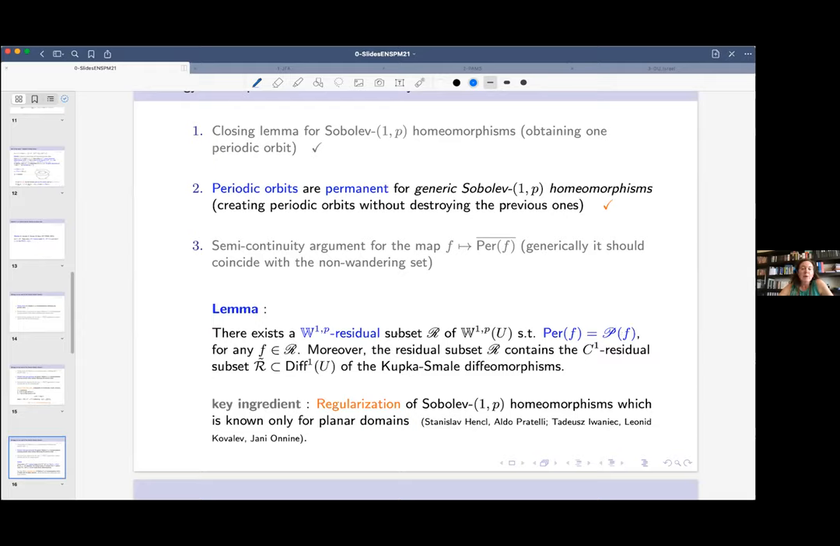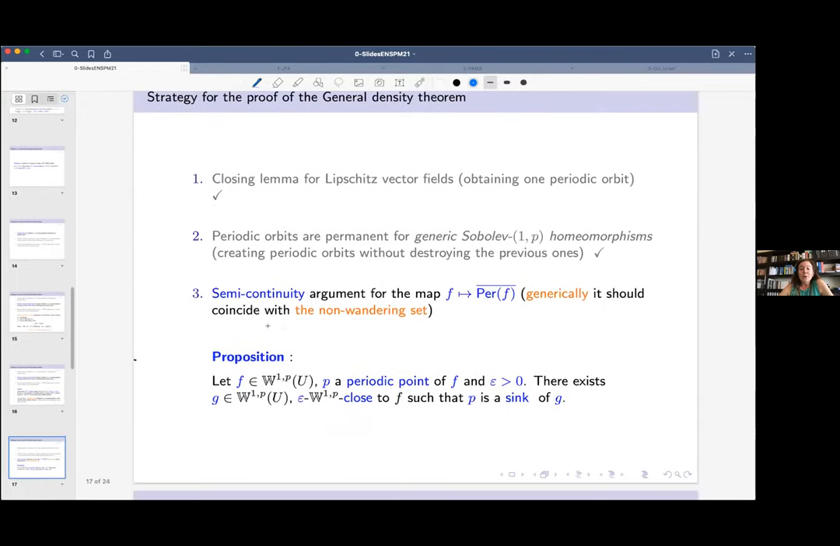Moreover, this residual set contains the C1 residual subset of the Kupka-Smale diffeomorphisms, that is, the diffeomorphisms where all periodic orbits are hyperbolic. Clearly, if we use hyperbolicity, we need to make a regularization to be able to deal with differentiable maps. And this, as I explained, is only known for planar domains. Then lastly, we use a semi-continuity argument for this map, the map that to F associates the closure of periodic points, in this sense.